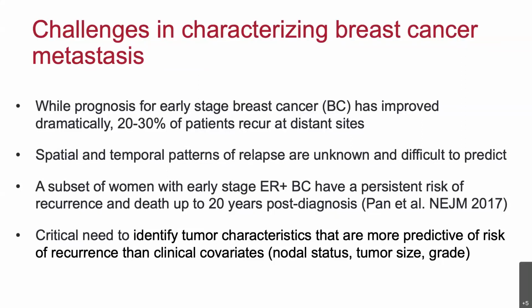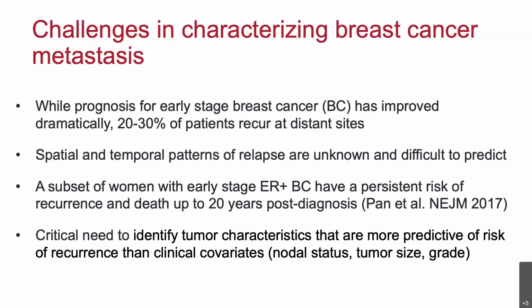There's been very important work done, in particular this meta-analysis by Canonical that demonstrated that there is a subset of women with estrogen receptor positive breast cancer that have a persistent risk of recurrence up to 20 years after diagnosis. And this includes women with lymph node negative disease that would otherwise be thought to have a relatively low risk. And so this really harkens to the critical need to identify tumor features that are more predictive of the risk of recurrence than our standard clinical covariates, such as nodal status, tumor size, and grade that we tend to incorporate in these models.